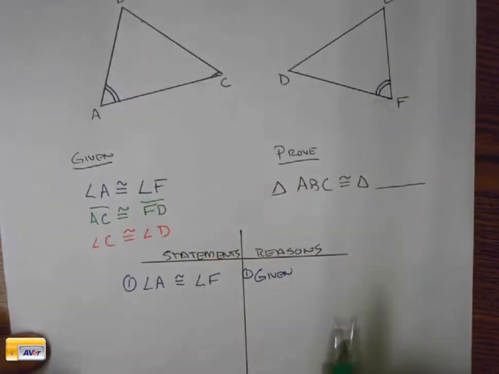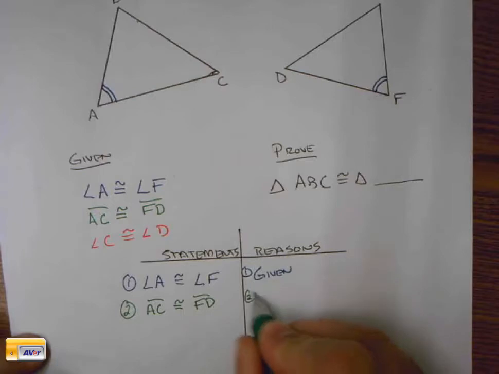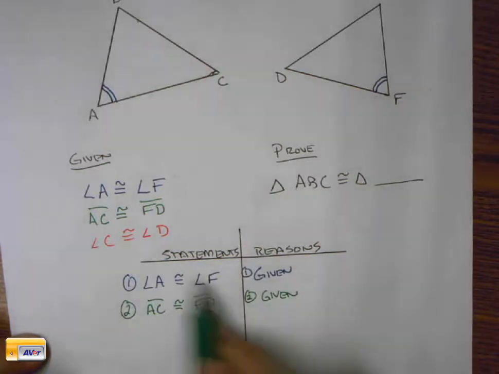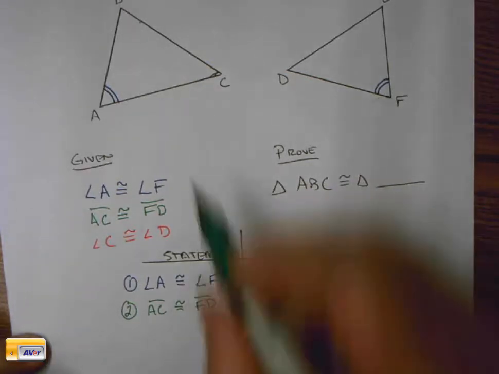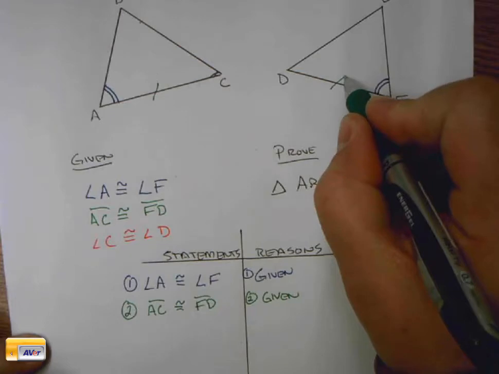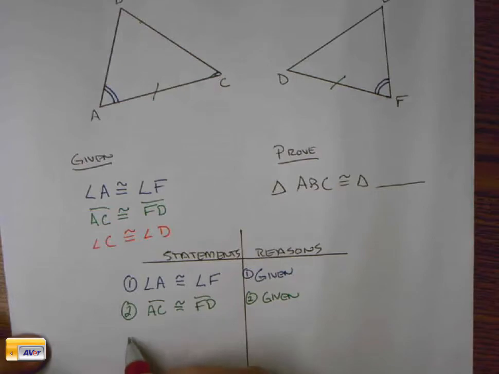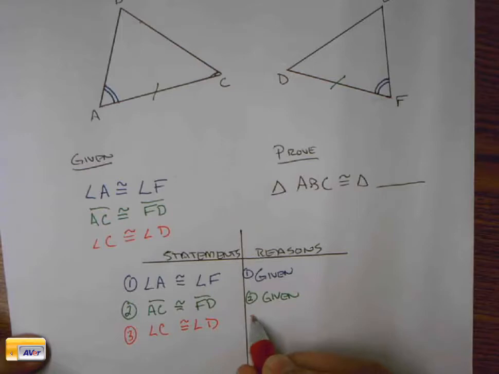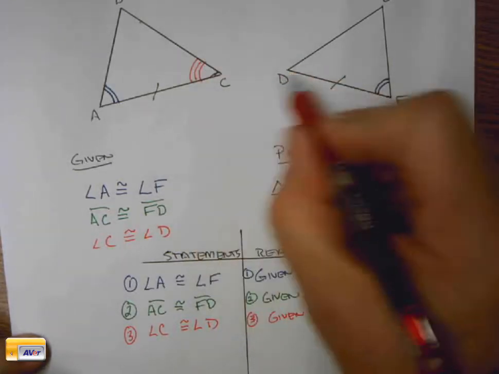Next, I'll bring my second fact. In this case, my second fact is AC is congruent to FD. I know that's also given. And because I've written it into my statements, I want to transcribe that information up onto my picture. When I have segments that are congruent, I'm going to put notations: AC and FD are congruent. Now I'll bring in my third fact. In this case, it's also given. I'll transcribe that information into my picture.